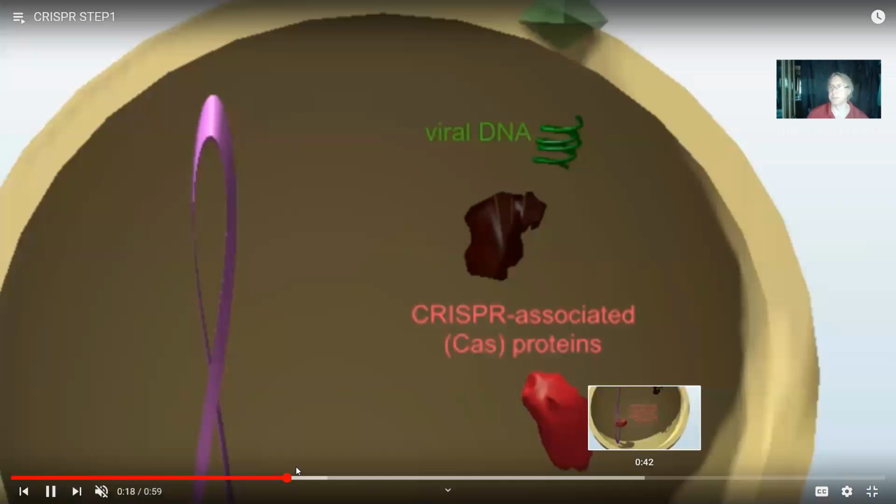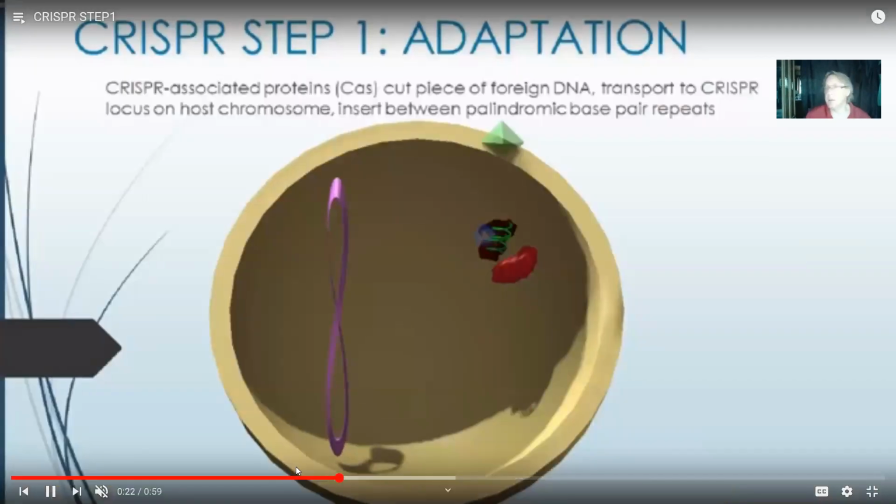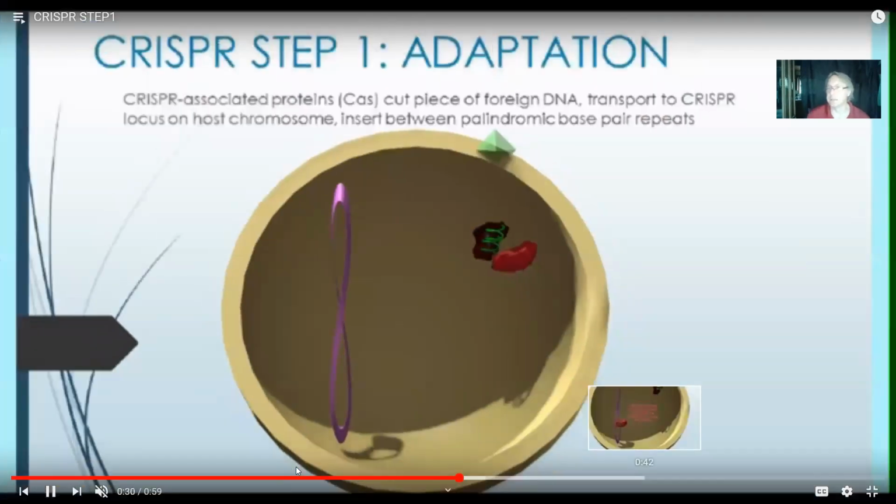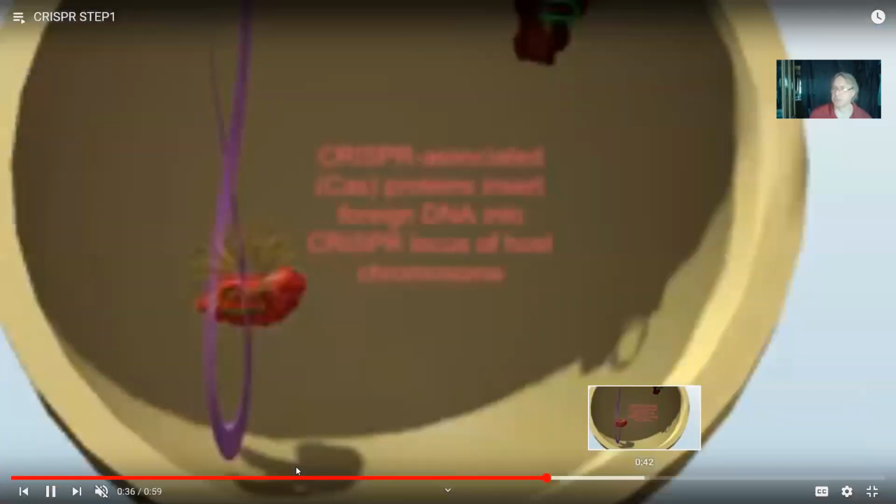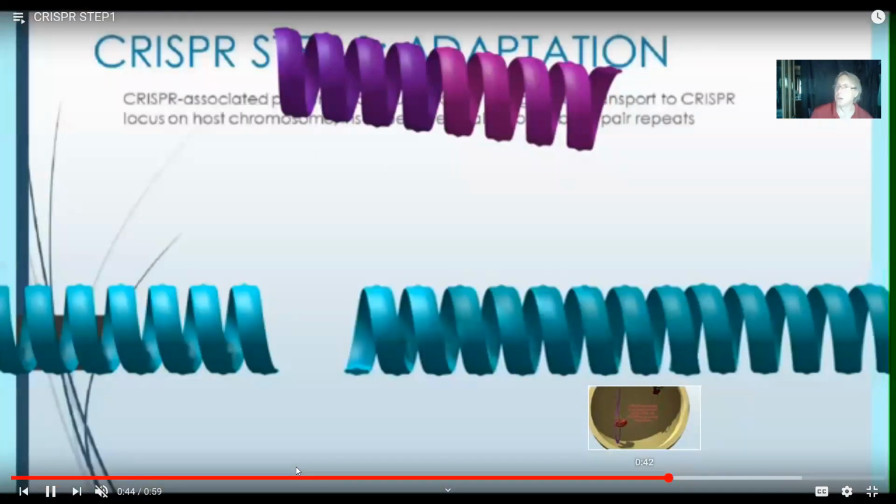So this is a wonderful tool. Some countries approve of this.